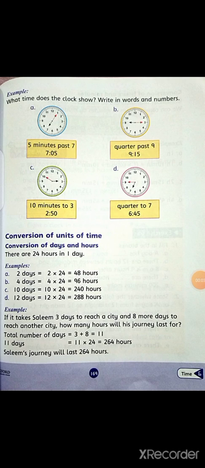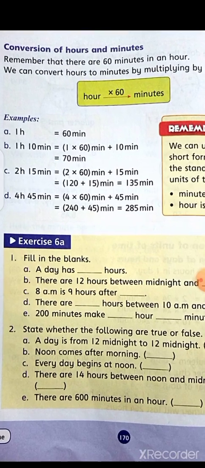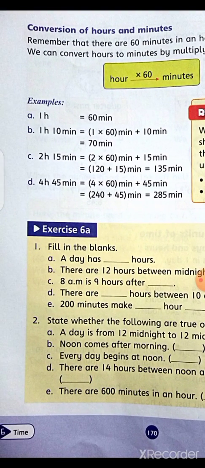Now page number 170, conversion of hours and minutes. As you know, in 1 hour, how many minutes? Very good, 60 minutes. So when you multiply hours by 60, you convert hours into minutes. There are some examples. In A part, 1 hour is equal to 60 minutes. In the B part, 1 hour and 10 minutes. Here, first what will we do? We will convert 1 hour into minutes.